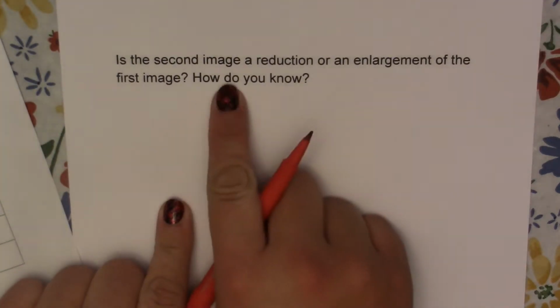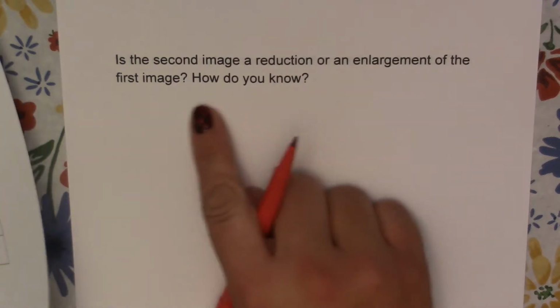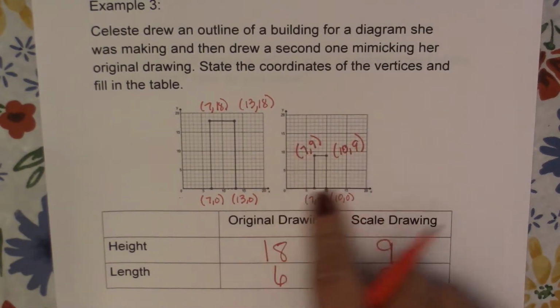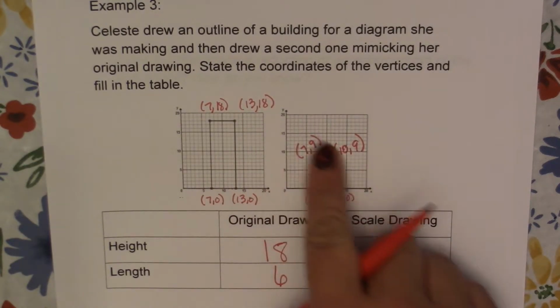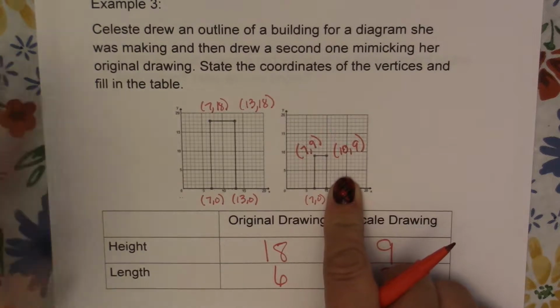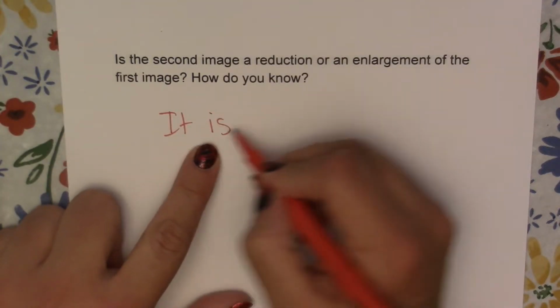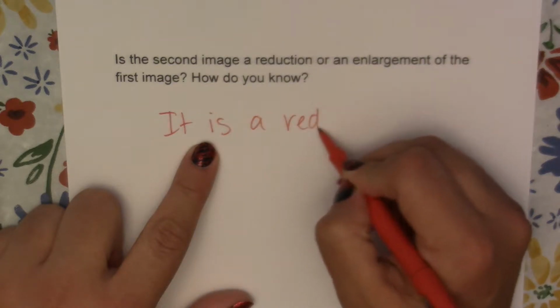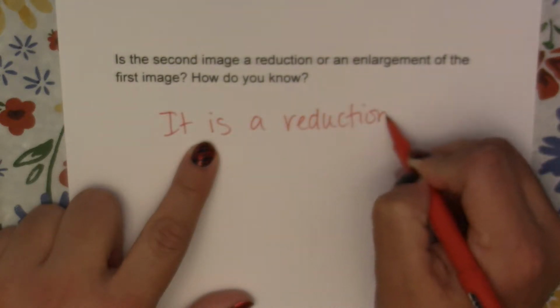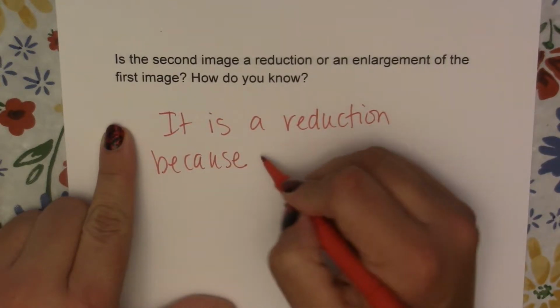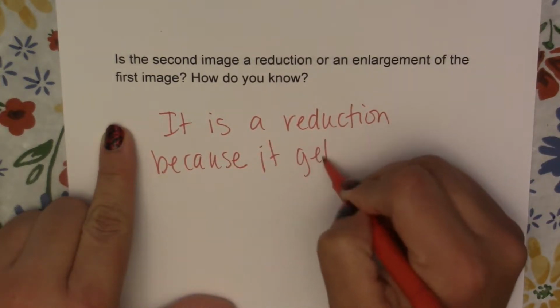Is the second image a reduction or an enlargement of the first, and how do you know? So if we go back and look at our picture, is this a reduction or an enlargement? Since this gets smaller, this would be a reduction. It is a reduction because it gets smaller.